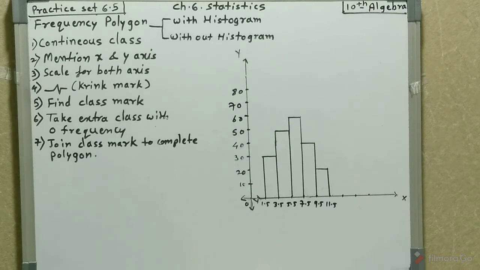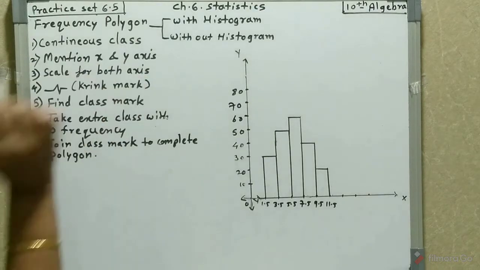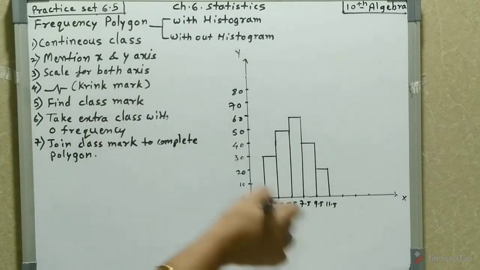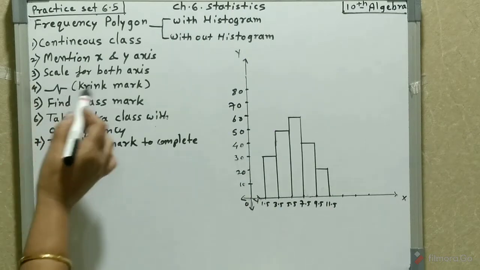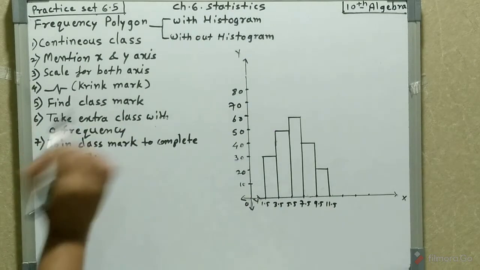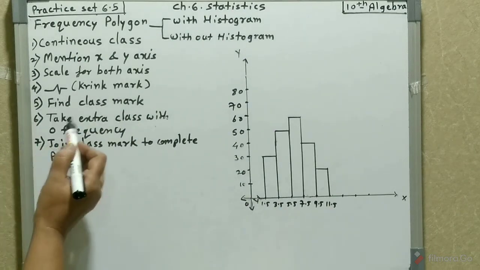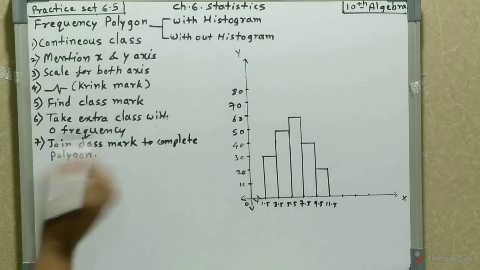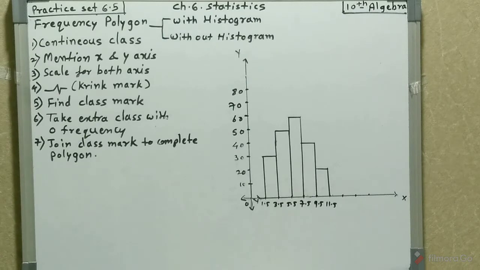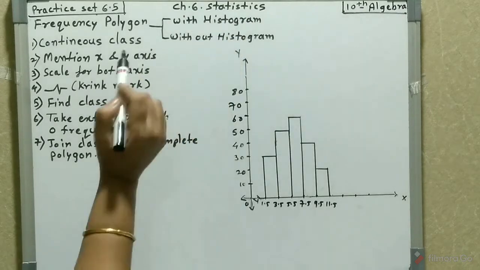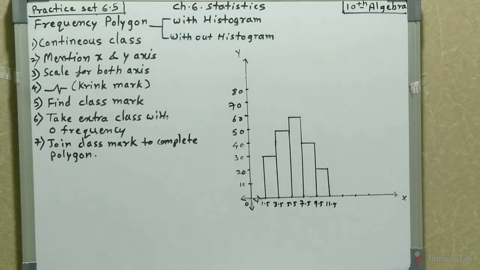to complete a polygon. First we check that the classes are continuous, then mention the x and y axes, then choose a scale for both axes. Then we draw a kink mark, then find the class marks, then take an extra class with zero frequency, and last join the class marks to complete the polygon. Now we have to understand why we take an extra class. In a frequency polygon there are two methods, with histogram and without histogram.